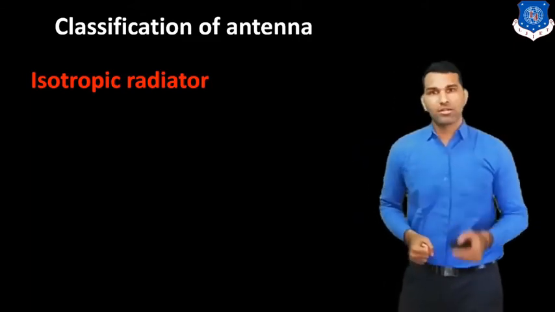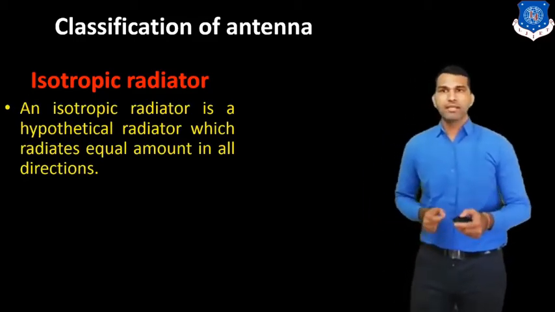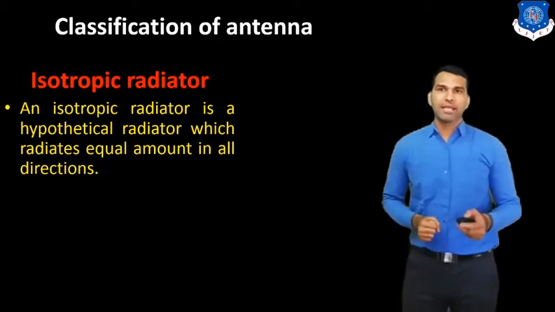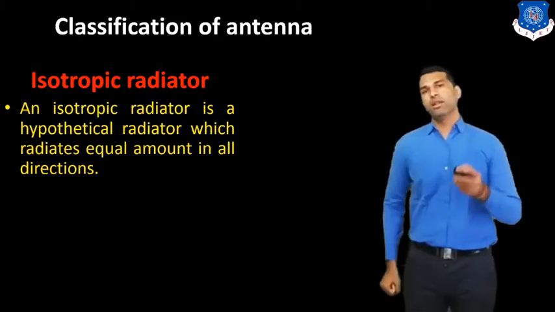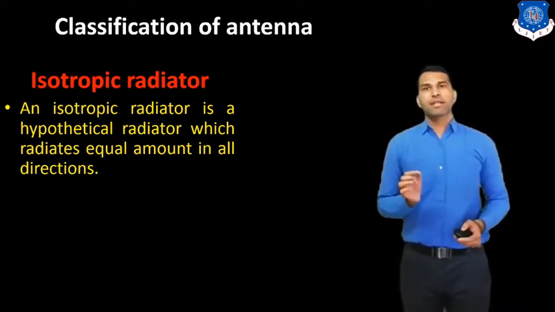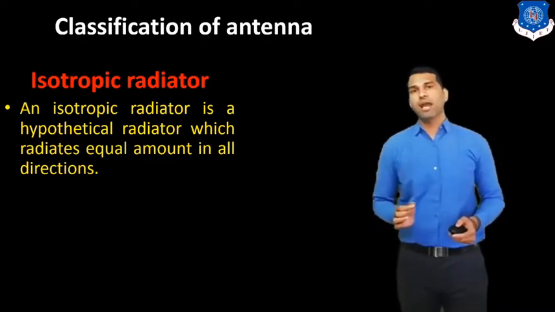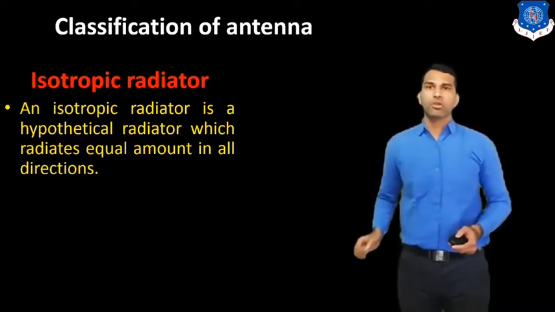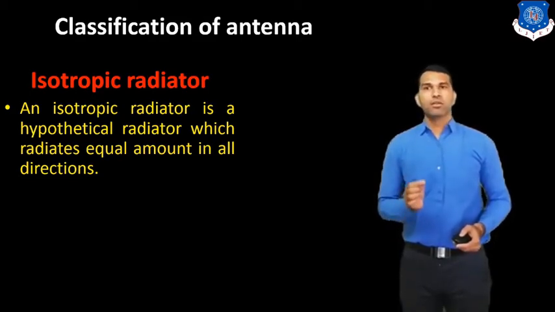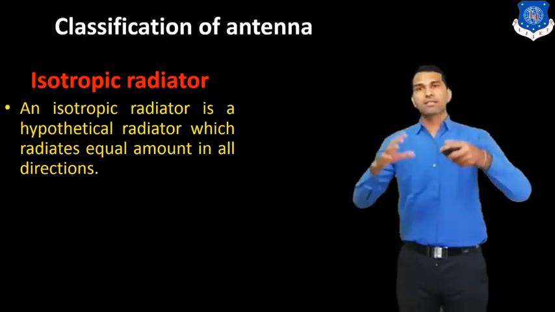What is an isotropic antenna? An isotropic radiator is a hypothetical radiator which radiates an equal amount in all directions. So this is a hypothetical radiator. That means in practice this type of antenna is not possible. It radiates its radiation in all directions equally.